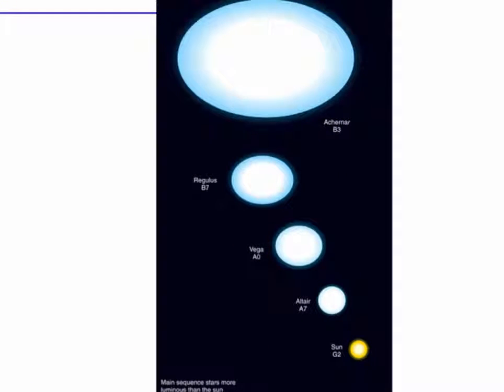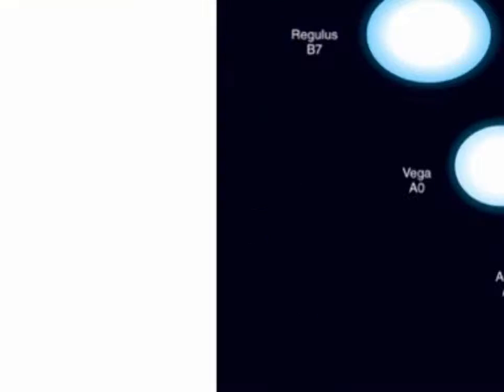In the lower right, we have the sun. If the sun were this big, it's a G2 star, as you can see. If the sun were this big, then other main sequence stars, Altair, which is an A star, Vega is an A star, Regulus is a B star, Achernar, which I'm not even sure where that is. I think it's in Scorpius, but I'm not certain. It's a B star.